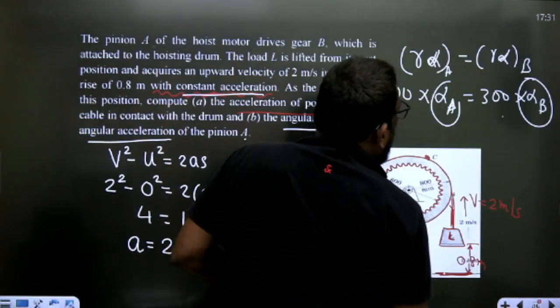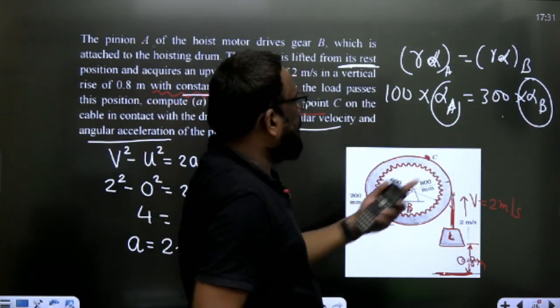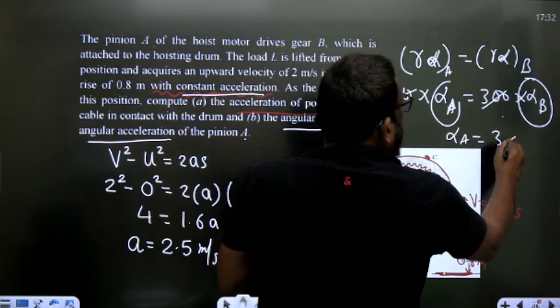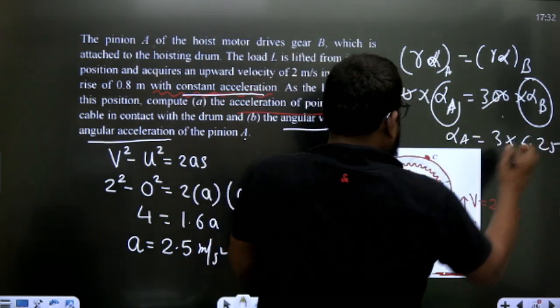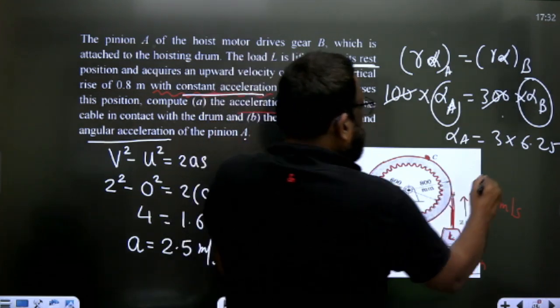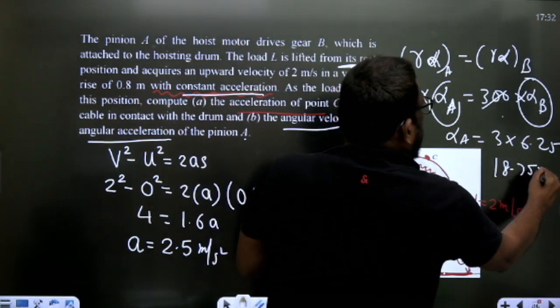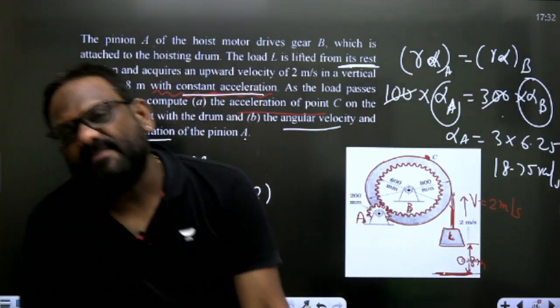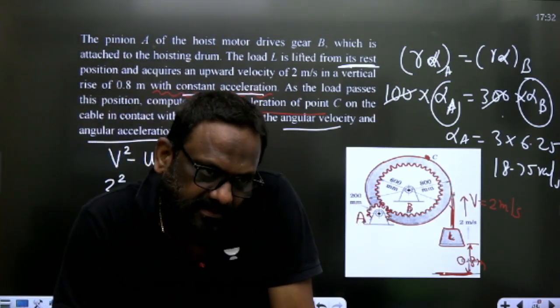Once alpha B is known as 6.25, with 1 and 3 the ratio, alpha A will be equal to 3 into 6.25. How much is coming, sir? 3 into 6.25, and this is 18.75 radian per second squared. I calculated it myself, sir. I asked you to do it and I have done it.